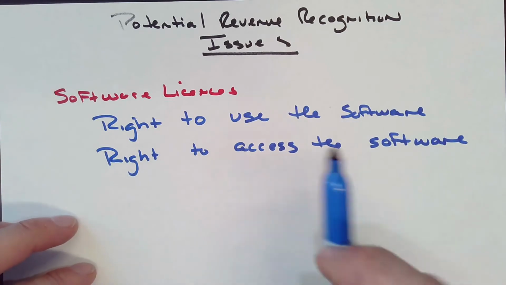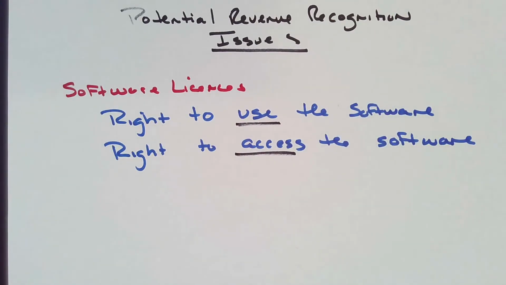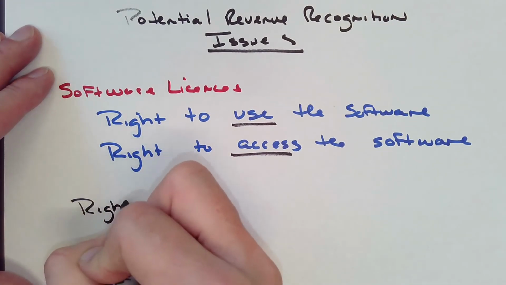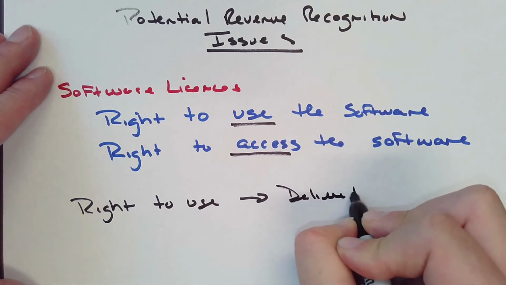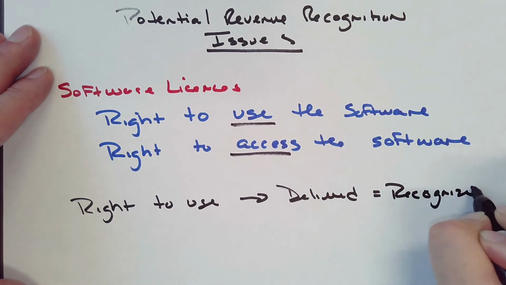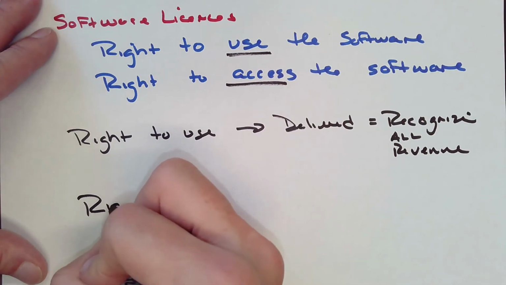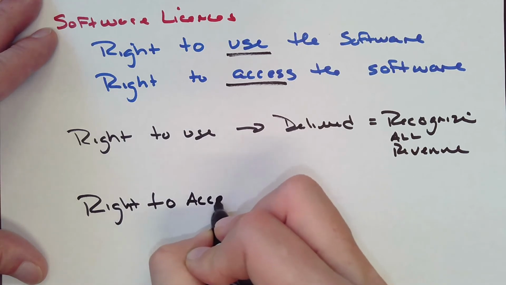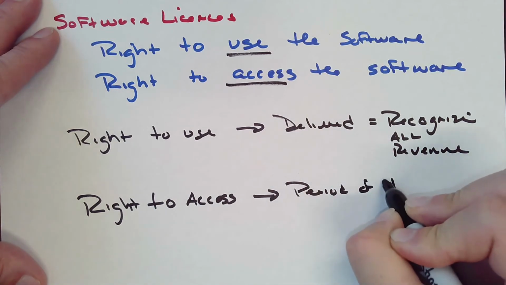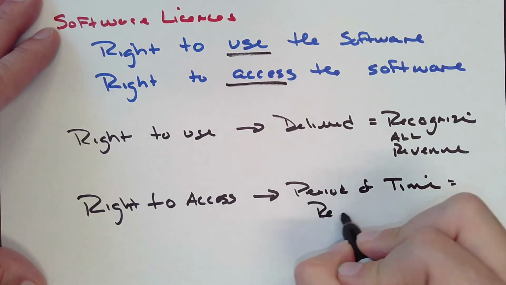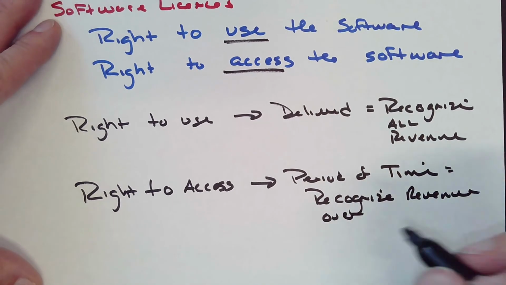So depending on whether it is a right to use or a right of access might change the revenue recognition. Whereas with a right to use, when it's delivered, recognize all revenue. Where I have a right to access, and it's for a period of time, then I have to recognize revenue over that time frame.